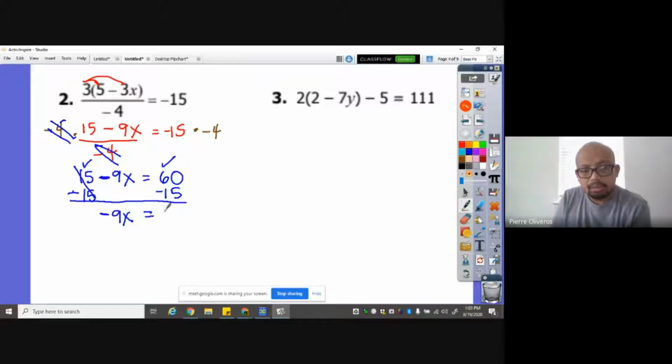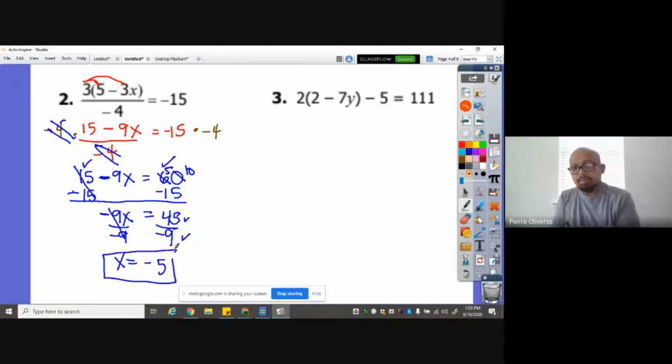Is equal to 60 minus 15 is 45. Divide everything here by negative 9, negative 9. Cross it out. x equal to 45 divided by negative 9, it's negative 5. Easy.